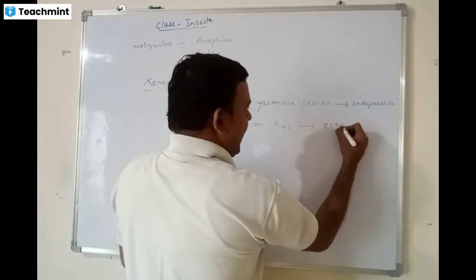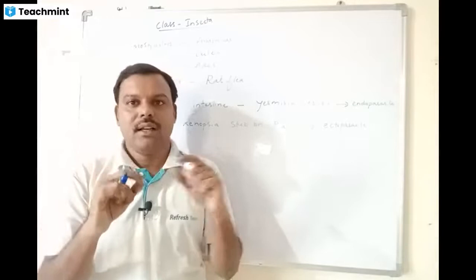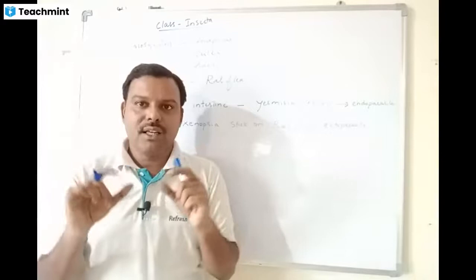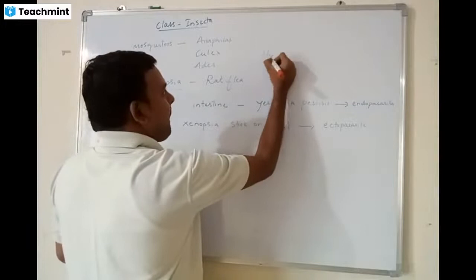So if you see this kind of association, there is an arthropod. In this arthropod's intestine, there is a bacteria, that is Yersinia pestis, an endoparasite, and this Xenopsylla is on the rat as an ectoparasite. This kind of association, we call it hyperparasitism.